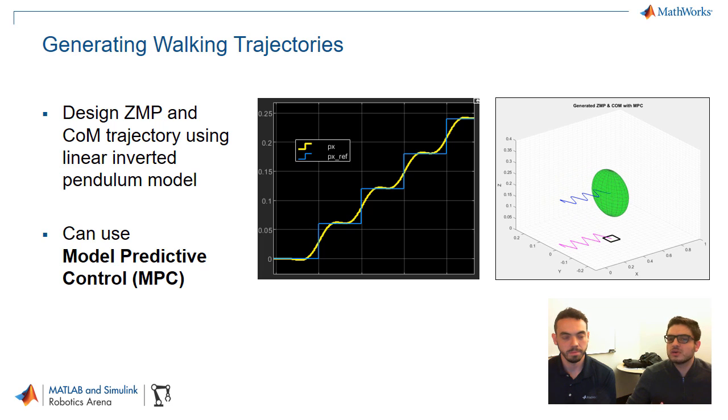What I want to show our audience now is how researchers have been doing this for already quite a few years. There are some standard techniques to generate physically consistent ZMP and COM trajectories. So we're going to use model predictive control, and what I want to highlight here is that, remember, we're using a model predictive controller, but we're using it for motion generation.